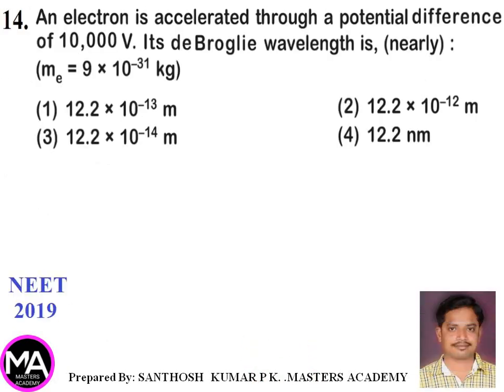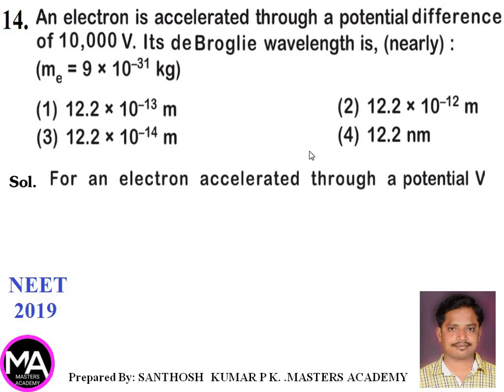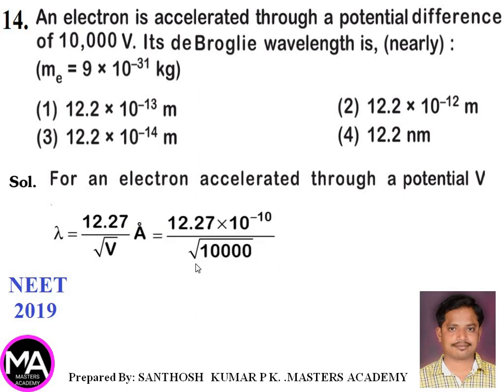Next problem. An electron is accelerated through a potential difference of 10,000 volt. Its de Broglie wavelength is nearly, the mass of the electron is 9 into 10 raised to minus 31 kg. So 4 options are given. Solution, for an electron accelerated through a potential v, we know that lambda is equal to 12.27 divided by square root of v angstrom, where v is the accelerating potential. Therefore 12.27 into 10 to the power of minus 10 divided by square root of 10,000.